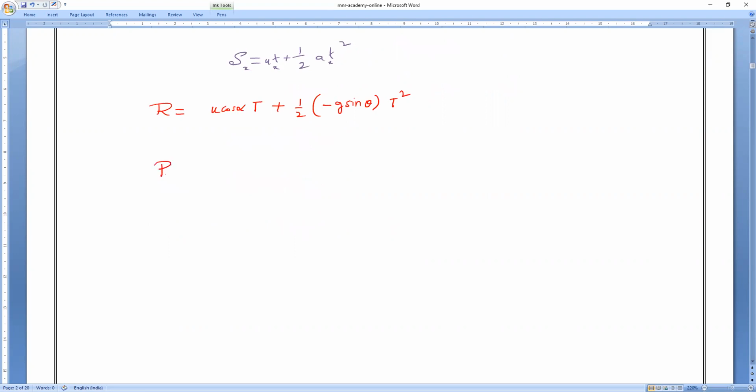So R is equal to u cos alpha t plus into minus 1 by 2 g sin theta t square. Yes or no? So we all know. Yes, sir. Capital T value. What is the formula of capital T? Time of flight formula on inclined surfaces: 2u sin alpha divided by g cos theta.